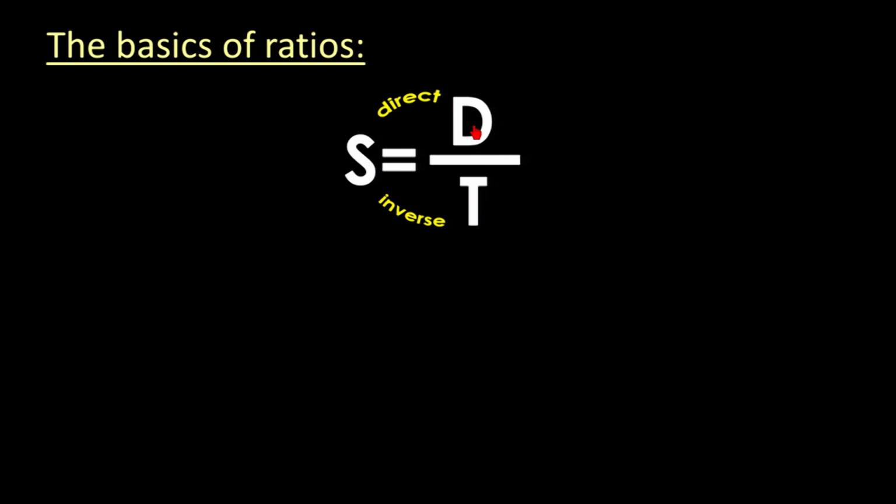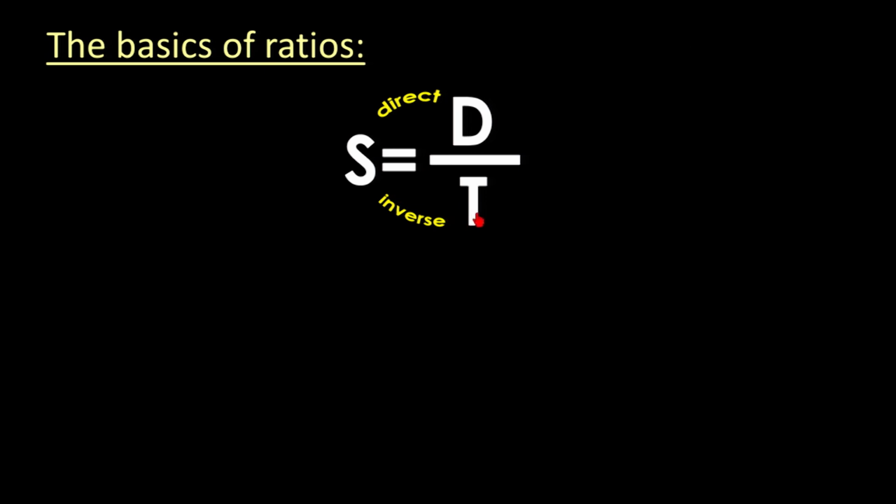Now what that means is, if d becomes larger, then s will do the same thing. S will become larger as well. If d becomes smaller, then s will become smaller as well. They're direct. Whatever the top on the right side does will force the left side to do the exact same thing. Now, the t is inversely proportional to the s.